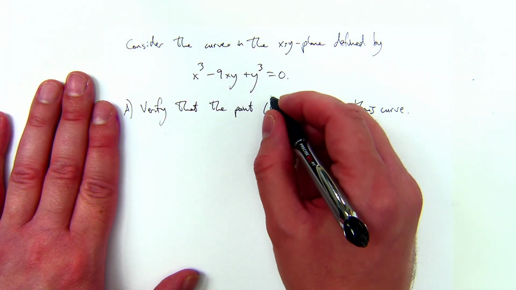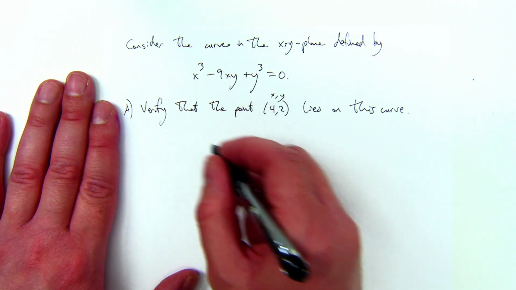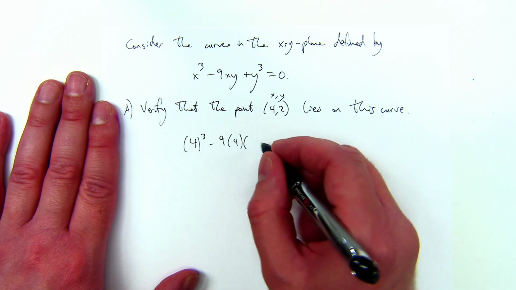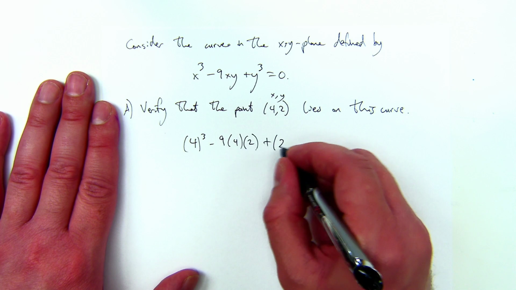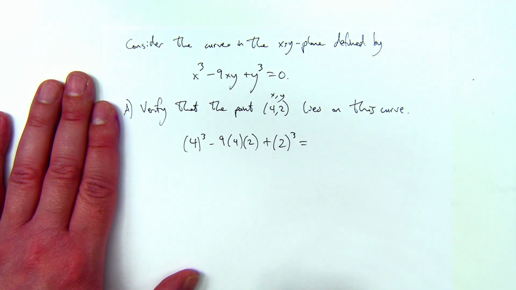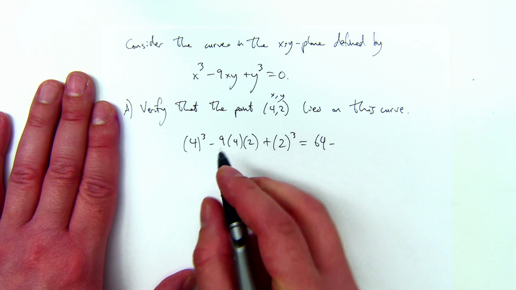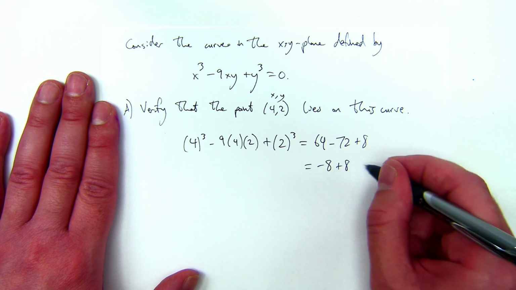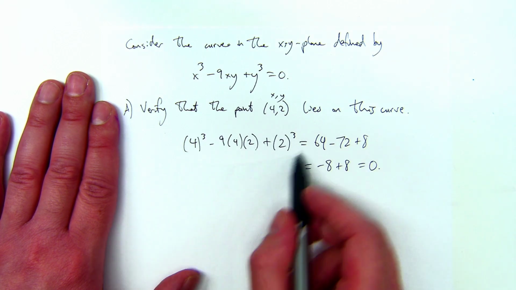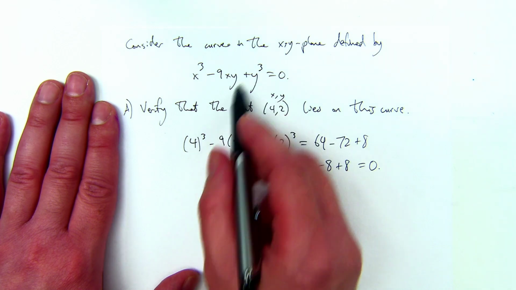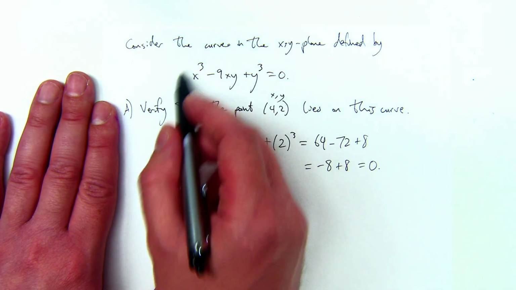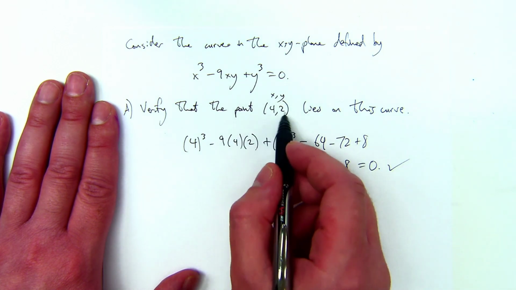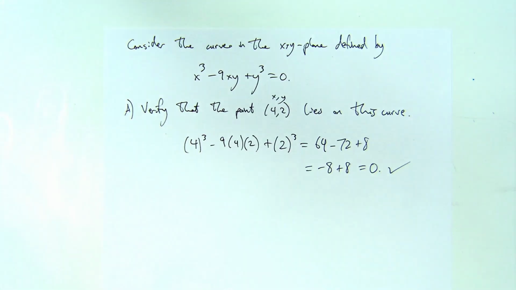You should read this as xy coordinates, and so this is 4 cubed minus 9 times 4 times 2 plus 2 cubed, and we should just see what that is. And so we get 64 minus 72 plus 8, which is negative 8 plus 8, which is 0. When we plugged in 4 for x and 2 for y, we got 0 on the left-hand side. This verifies that these values for x and y satisfy this equation, right? So the point lies on the curve.